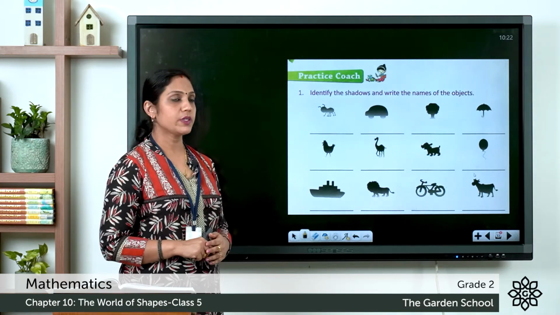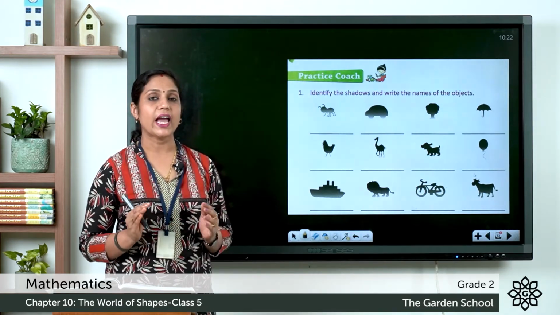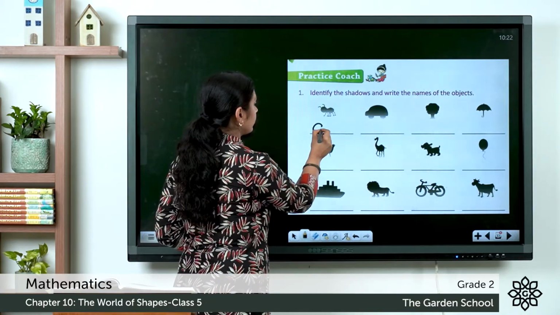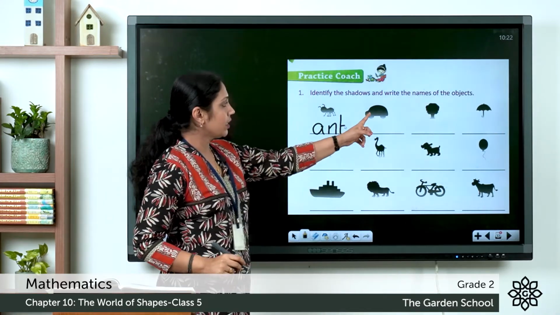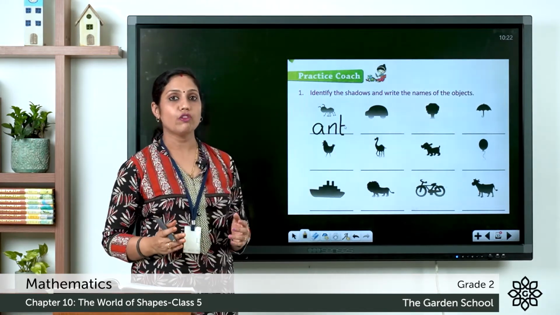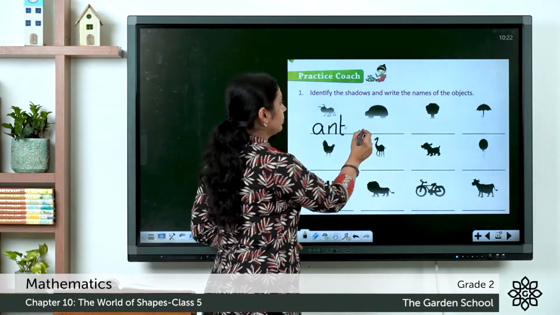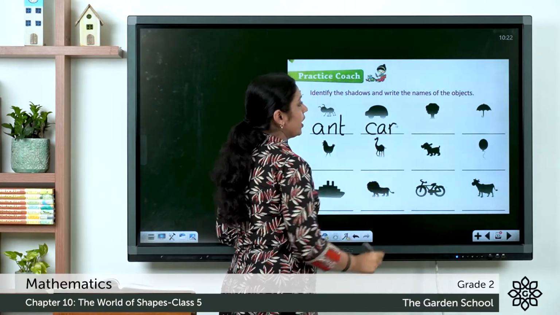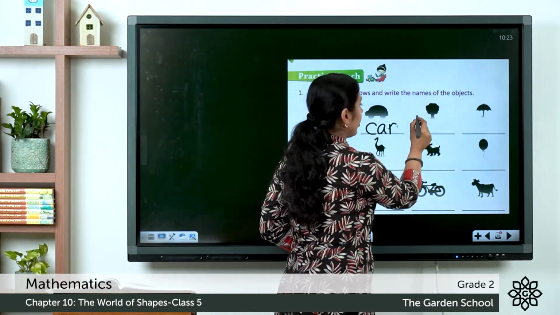So look at the first picture. It is the shadow. Which shadow it is? It is a shadow of an ant. So here you can write ant. Look at the next picture. It's the shadow of a car. So what you can write there? You can write car. The next one is the shadow of a tree. So write there tree.